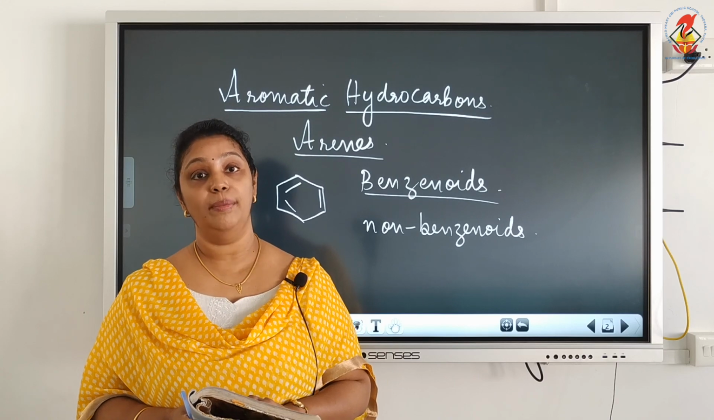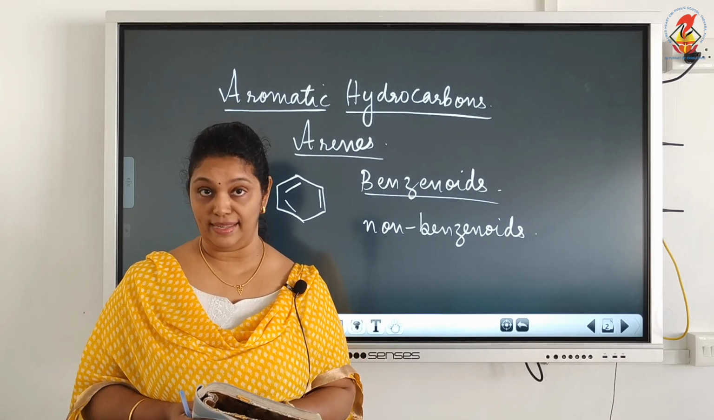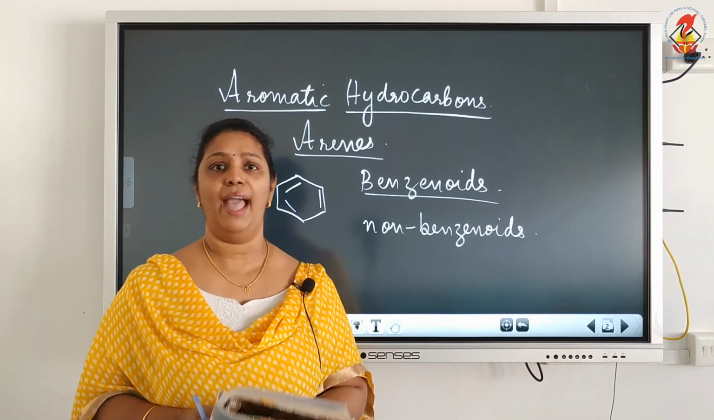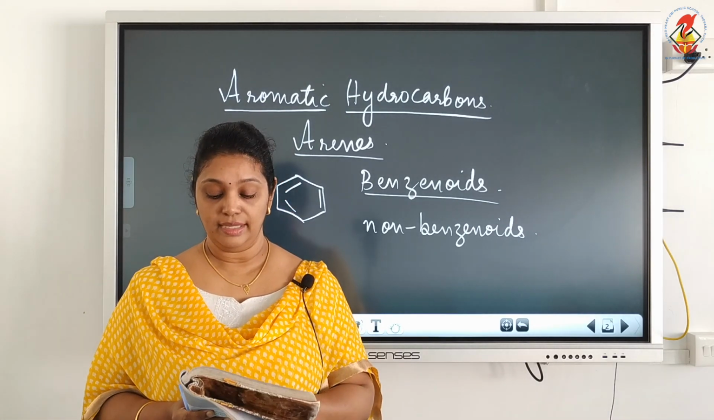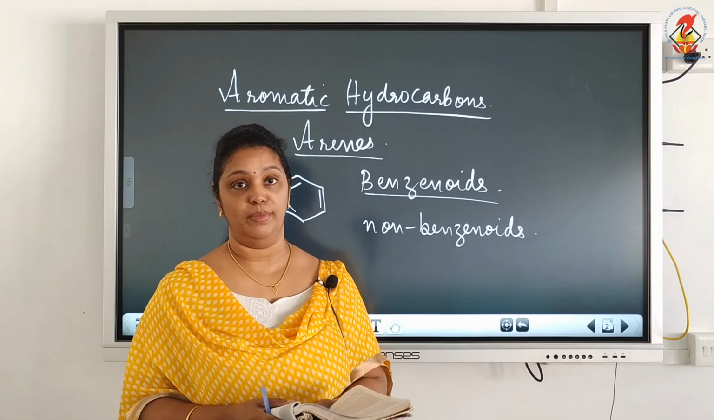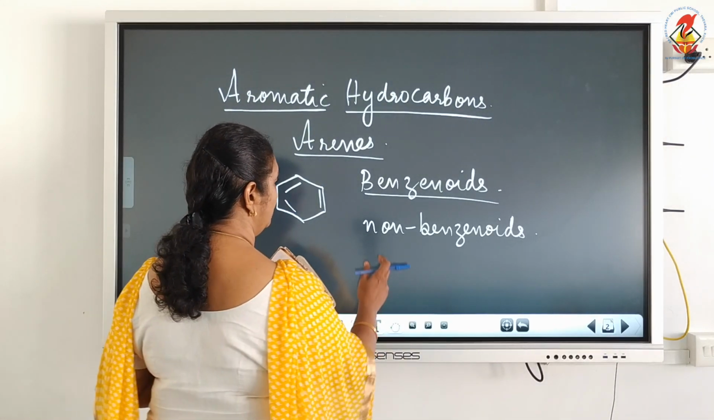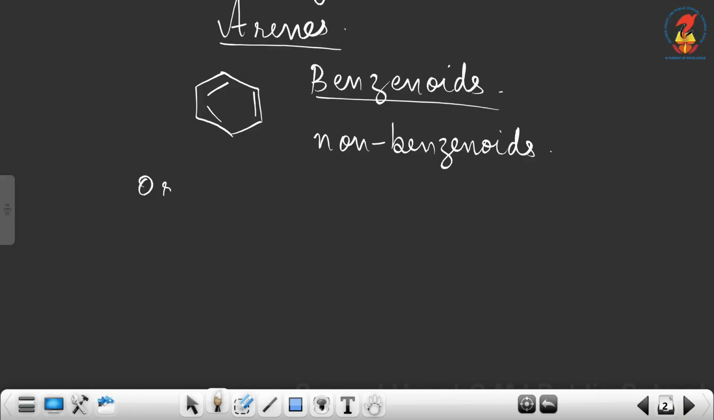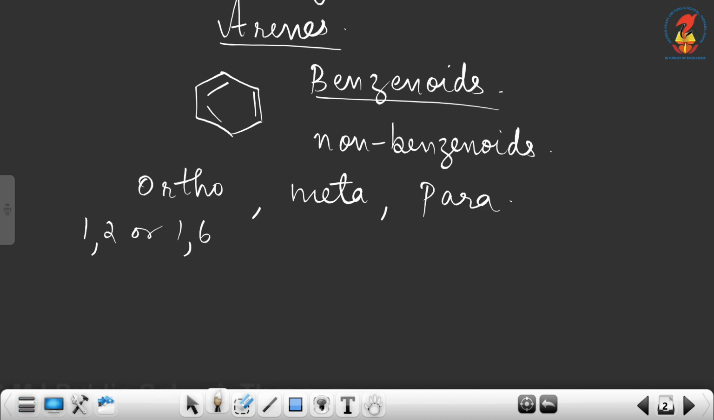Okay, so if we replace 2 hydrogen atoms in benzene by same atom or a different atom, we get 3 different position isomers. And we know the 3 different position isomers are ortho isomer, meta isomer and para isomer. And you know the position. Ortho position is 1, 2 or 1, 6. Then meta is 1, 3 or 1, 5, and para is 1, 4 position.